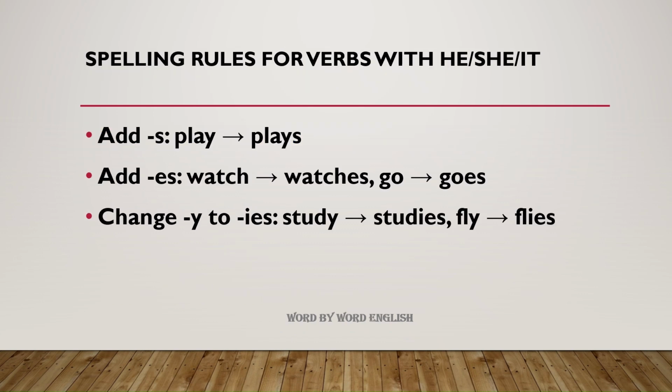Spelling rules for verbs with he, she, it. Add s: play equals plays. Add es: watch equals watches, and go becomes goes. Change y to ies: study to studies, and fly to flies.